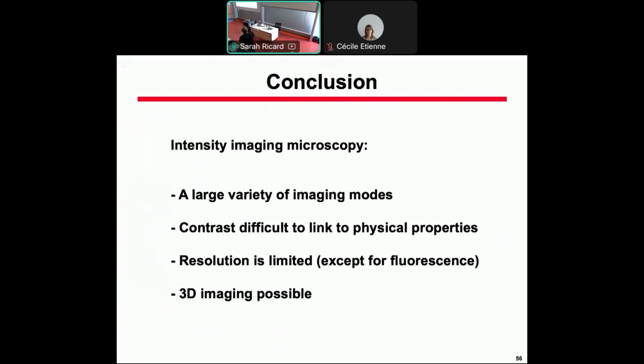But the contrast is difficult to predict. Resolution is limited, except for fluorescence, where fluorescence nanoscopy, these super resolution techniques, is a reality. 3D imaging is possible, but as I just said before, be careful when you sum the two slices. See the second part, how we can.